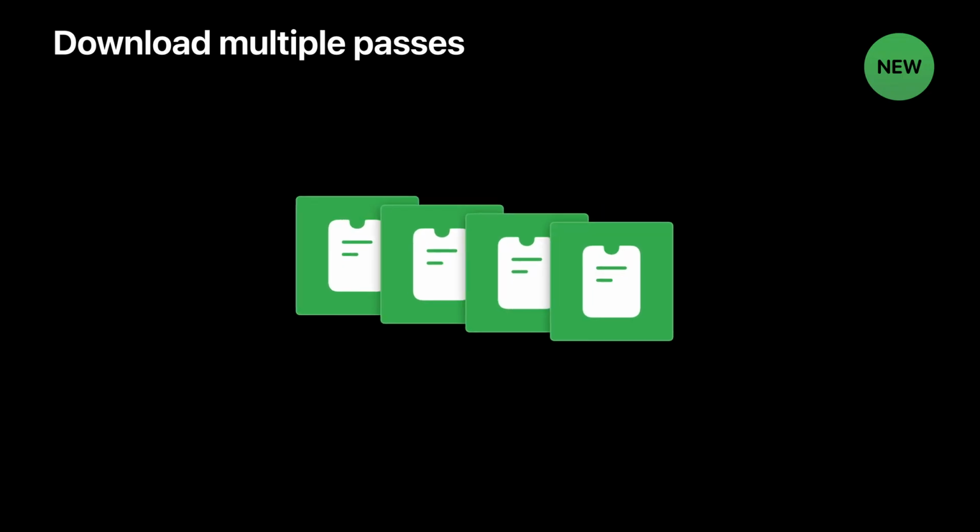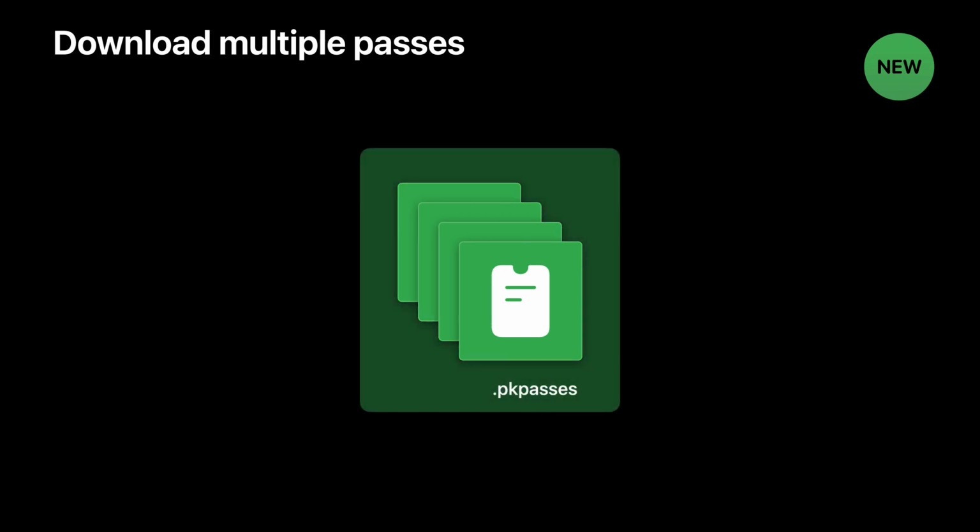To do this, you'll need to do 3 things. First, zip the PK pass files together. Second, set the file extension to .pkpasses. And finally, use the correct MIME type. Now, all the passes in the bundle will be downloaded and processed by Wallet in a single download.